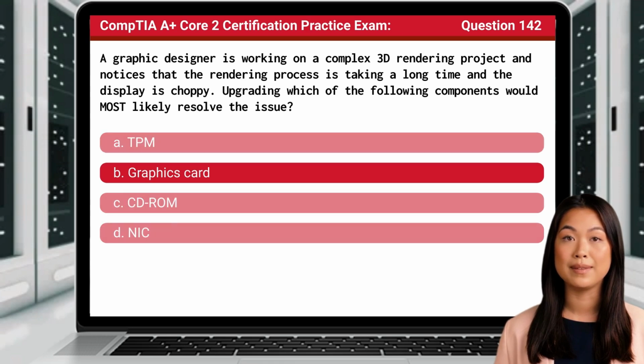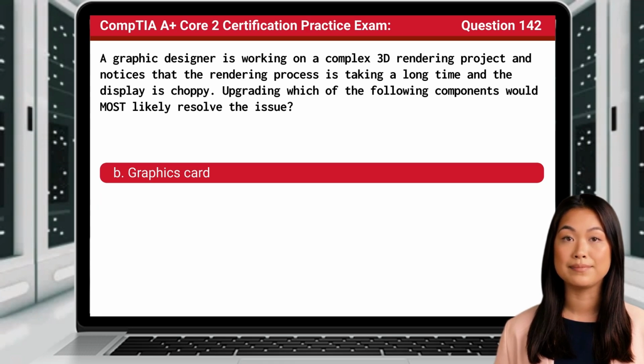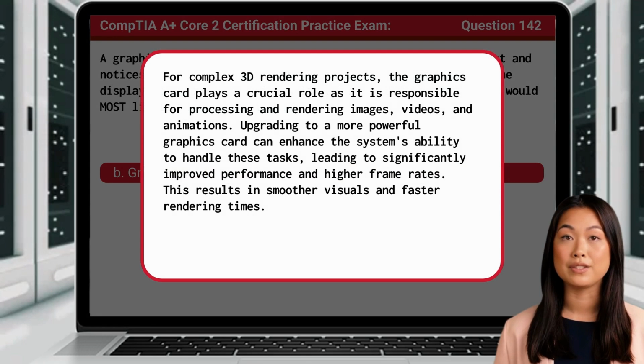The answer is B. Graphics card. For complex 3D rendering projects, the graphics card plays a crucial role as it is responsible for processing and rendering images, videos, and animations. Upgrading to a more powerful graphics card can enhance the system's ability to handle these tasks, leading to significantly improved performance and higher frame rates. This results in smoother visuals and faster rendering times.